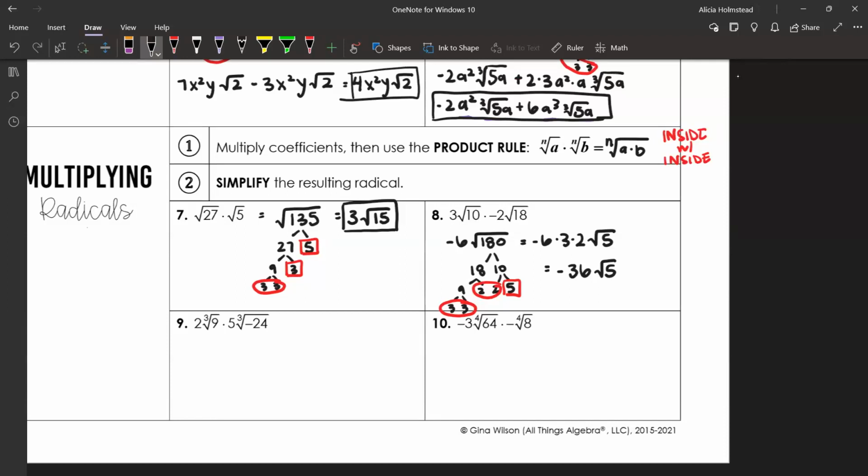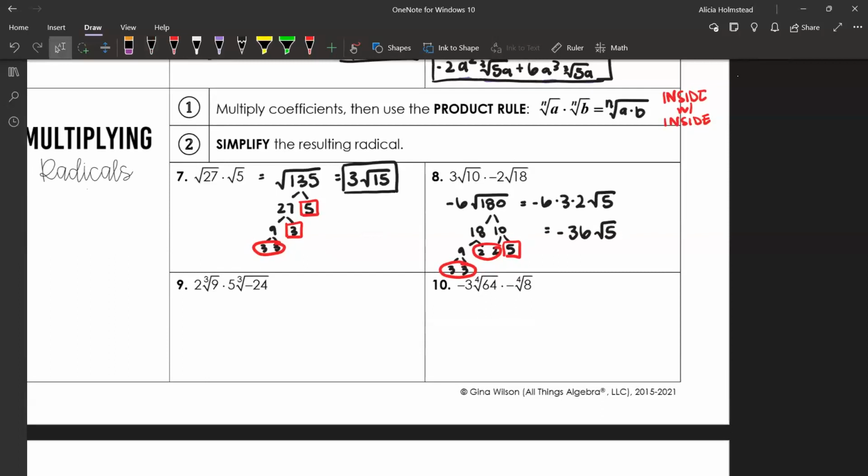Alright, next one, number 9. So again, we've got some coefficients here. So we're going to do outsides with outsides, insides with insides. So we'll start with the outsides. 2 times 5 is 10. And then we'll do the insides, since they have the same index. These have the same index, so we can do 9 times -24, which is going to be -216. And then we need to simplify that.